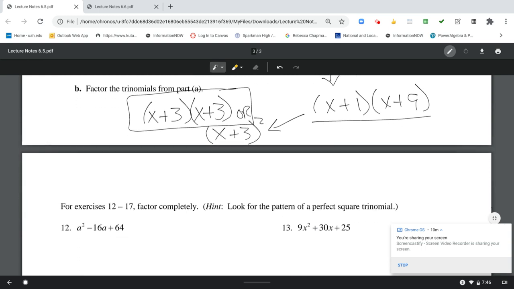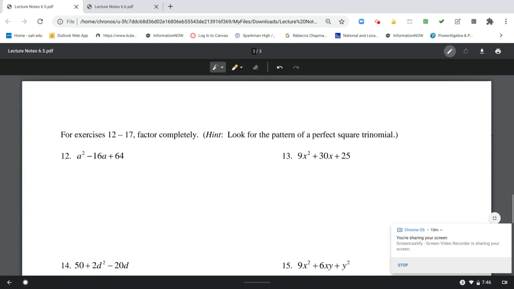So always look for the pair for the perfect square trinomial. Factors of 64 that add up to 16, 8 and 8. So I get a minus 8, or I can go to a minus 8 squared. Now remember, my C value is positive, so I have to use two negatives in this one because my B value is negative. Now, in number 13, it's a little bit trickier because we do have this number in front.